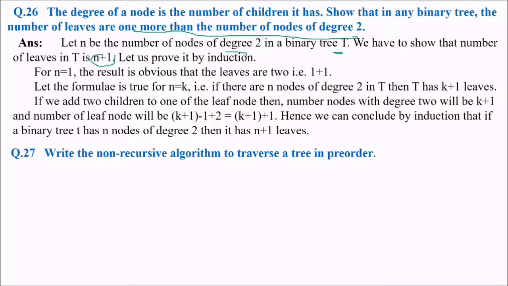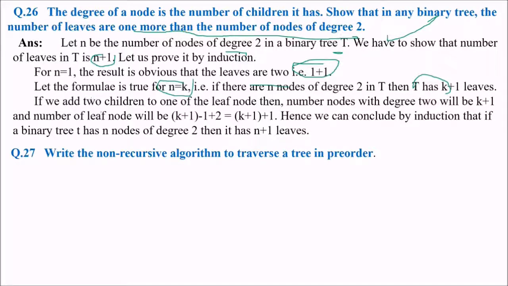When n equals 1, the result is obviously true, because if there is 1 node of degree 2, then the leaves are 2, since it is a binary tree: 1 plus 1. Let the formula be true for n equal to k. We are doing it with the principle of induction. If there are k nodes of degree 2 in T, then T has k plus 1 leaves. We have taken the basis step.